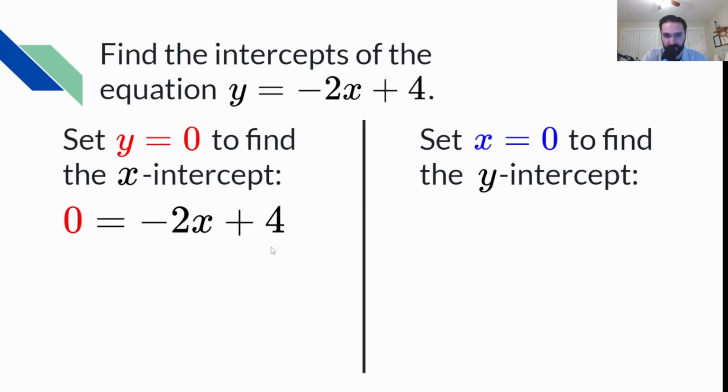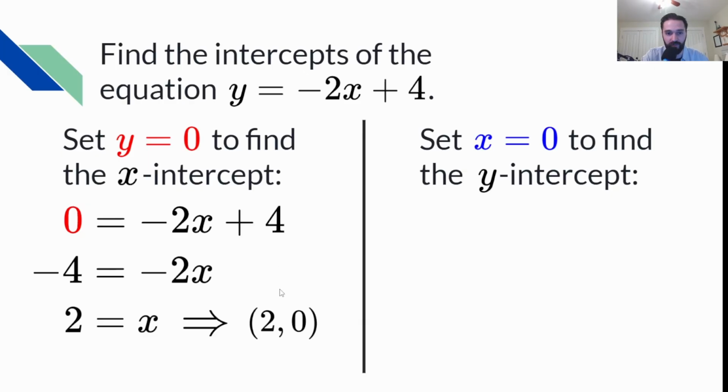No problem. To isolate this x, the first thing we need to do is subtract 4 from both sides of the equation. And we get negative 4 equals negative 2x. And then we need to divide both sides by negative 2. And we get x equals positive 2. So we have x equals 2 and y equals 0. 2 comma 0. That is the x-intercept. That is the point where the graph crosses the x-axis.